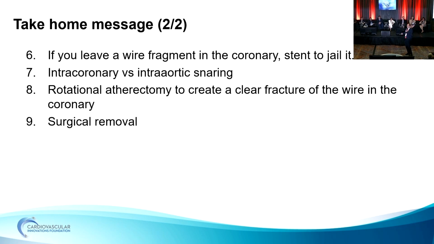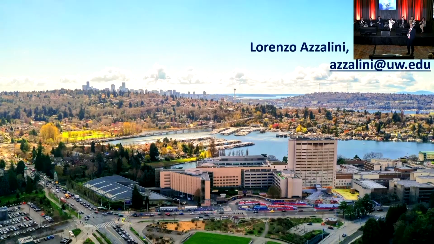If you decide to leave it in the coronary, unless it's very distant in a small branch, you can just stent jail it. We demonstrated the intracoronary and then the intra-aortic snaring. I've never done it personally, but you can also use rotational atherectomy to create a clear fracture point of the wire in the coronary. Of course, there is also the risk of getting the wire entangled with the rota. And the last resort is surgical removal.